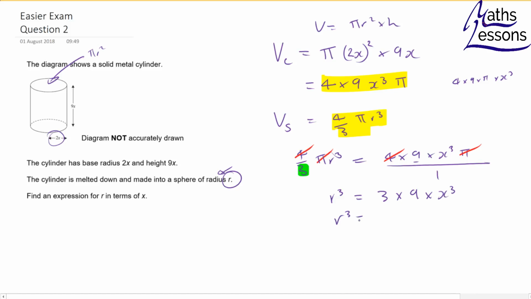Now, r cubed is equal to 3 times 9. Now I'll write it as 27, or you might even realize it's just 3 cubed. I'm going to write 27 because most people would write 27x cubed. And then you want to cube root both sides. So cube root the r cubed to get r, and I want to cube root the 27x cubed. Well, the cube root of x cubed is just x. The cube root of 27 is just 3. The answer is r equals 3x.